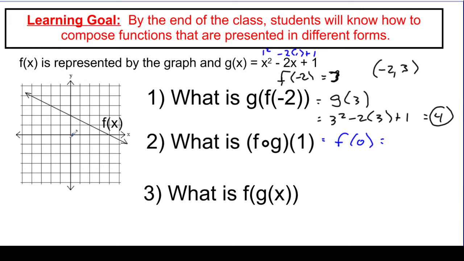Well, if I go over to my graph, I'm saying it's 0 comma what? In this case, it looks like 0 comma 2. So the final answer to the second one is 2. So again, it's this idea that if they're inputting something into the f function, I just have to go over to the graph and find out what y value goes with that input.